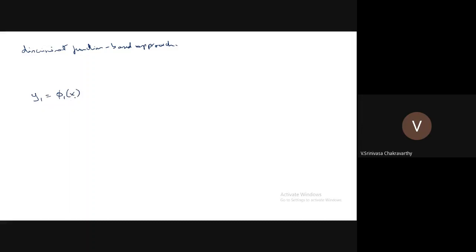Y1 is equal to phi1 of x, where x is my input vector in RL, y2 is equal to some phi2 of x, y3 is equal to phi3 of x, right? So for x to be in class 1, what that means is y1 should be greater than y2 and y3. Okay, that's how the function should be, right?